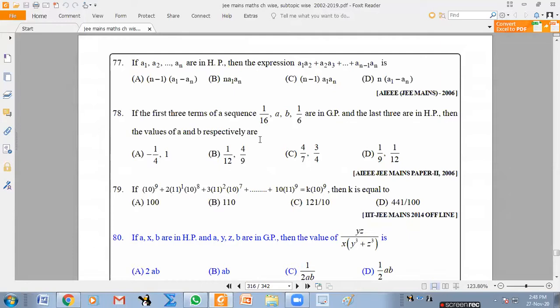Anyway, whatever I discussed just now, even the 80 question you can somewhat do like that, because there are 3 geometric means and here 2 geometric means. 78: if the first 3 terms of a sequence are in GP and the last 3 are in HP, then the values of A and B are respectively. But how many terms, they did not say? Oh, the sequence has 4 terms. First 3 are in GP and the last 3 are in HP, then the values of A and B. Okay, fine.